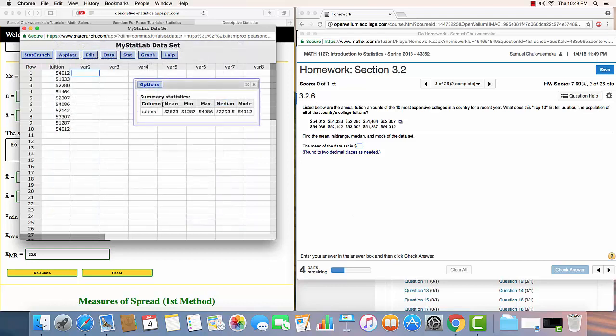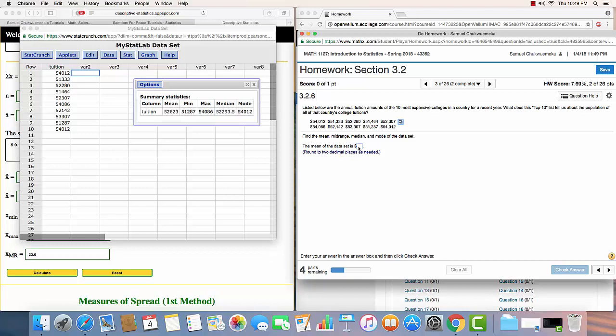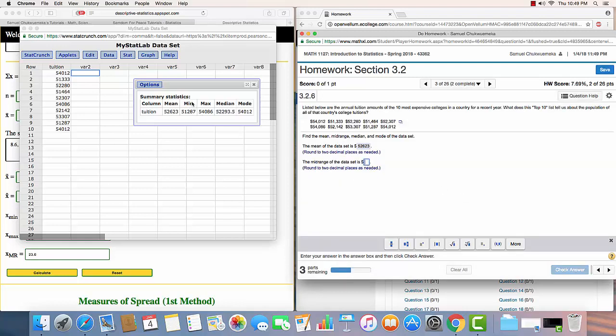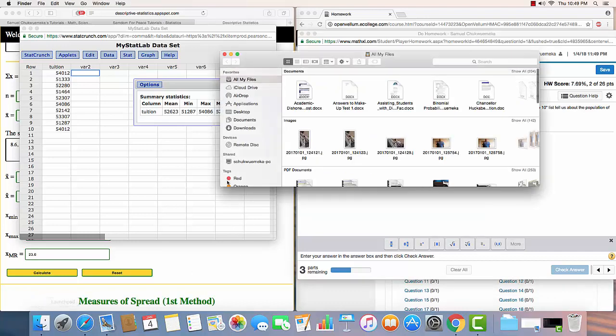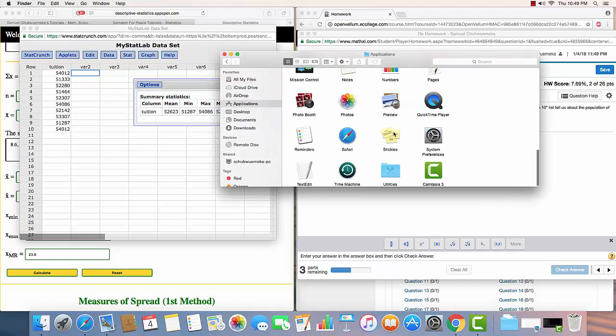You just click Compute. So this tells us the mean. It says round to two decimal places as needed. So the mean is 52623. Enter. Okay. The mid-range, I will have to add these two and divide by two to get the mid-range. So I'm just going to go and look for a calculator here. Applications.